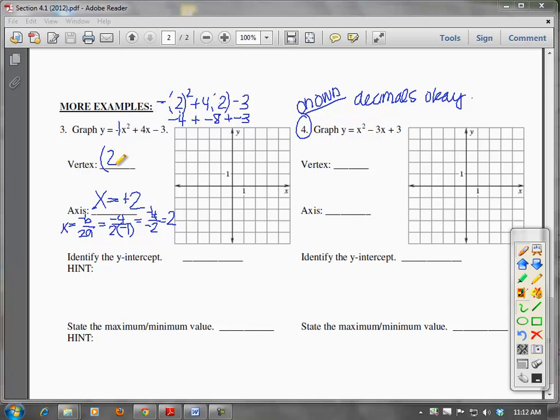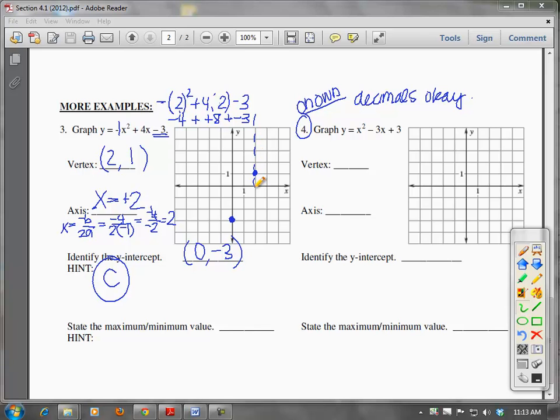So my vertex occurs at 2 something. This will be way better. Still a negative 4 plus 8 minus 3. That's a 1. Oh my gosh, much better point. So I have this 2, 1, and I apologize for the mistake, is my vertex. The y-intercept occurs at the value of c. So I go to my function and I say c is negative 3. That means I go down to negative 3 on the y-axis, and I get this point 0, negative 3.